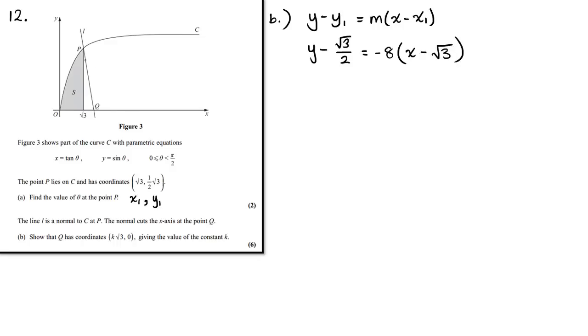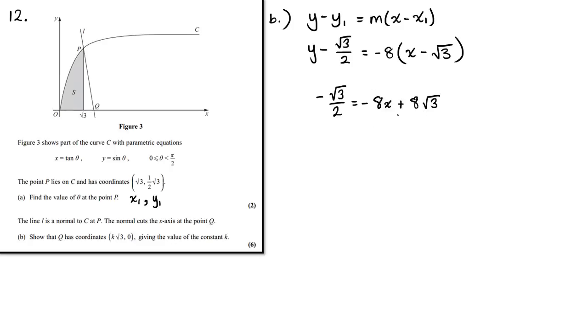Now, we're looking for the coordinates here of q, and this is where it cuts through the x-axis. And remember, it cuts through the x-axis here when y equals 0. So if we set y equal to 0, then we can go on to solve here for x. So this is minus root 3 over 2 is equal to minus 8x. So it's -8 times -3, so that's going to give me positive 8 root 3. So plus 8 root 3.